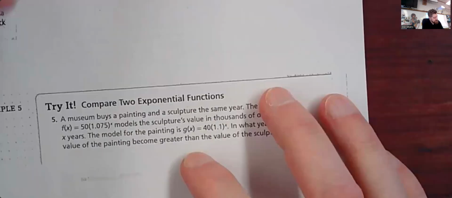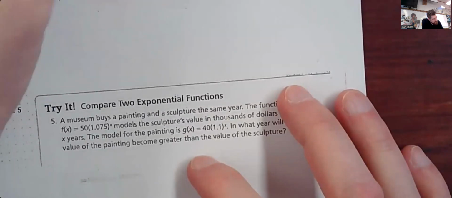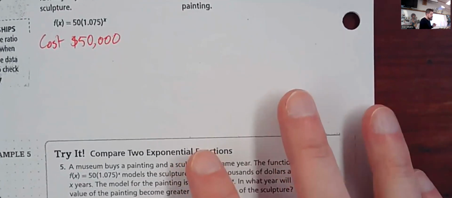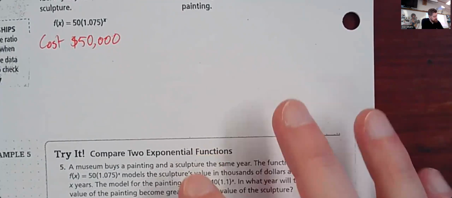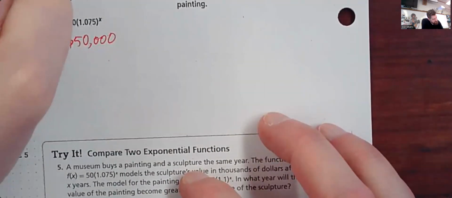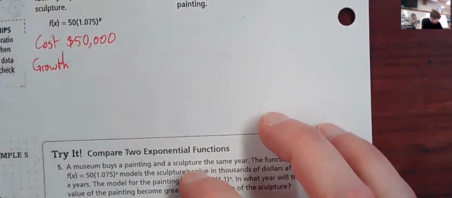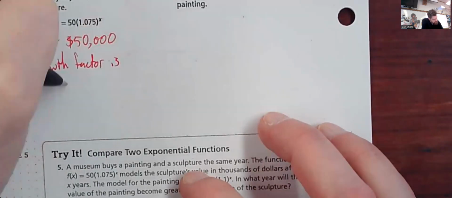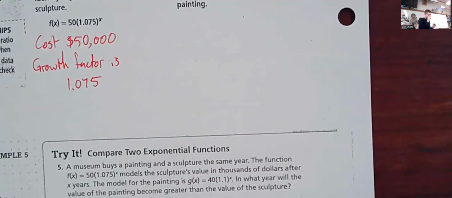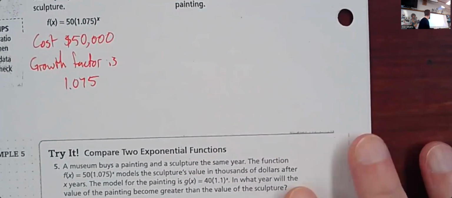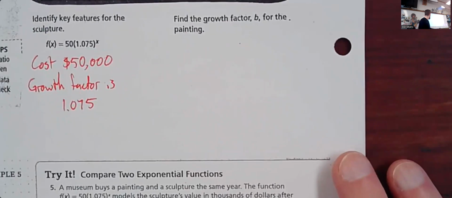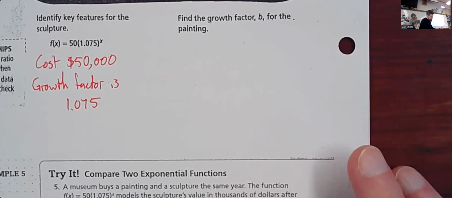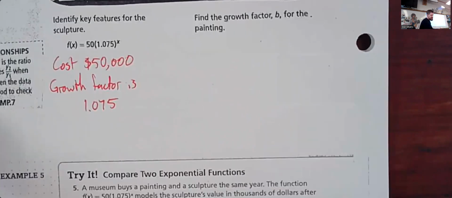Yep. So cost $50,000. Okay. What else? What's the growth factor? Growth factor is 1.075. Okay. Now over here, we're going to have to find the growth factor for the painting. So the growth factor for the painting off to the side here.